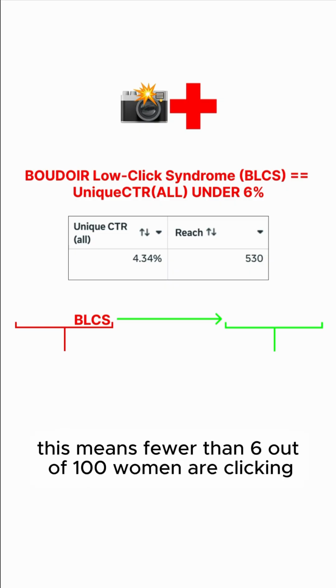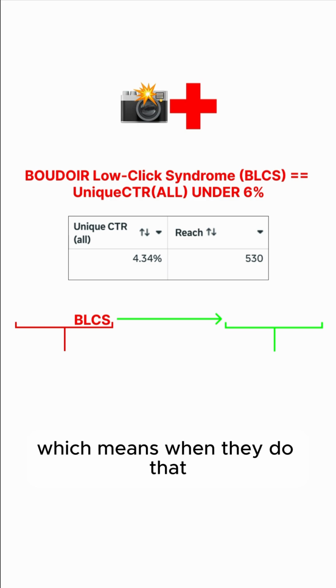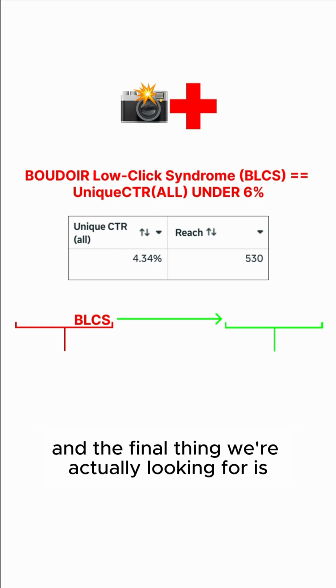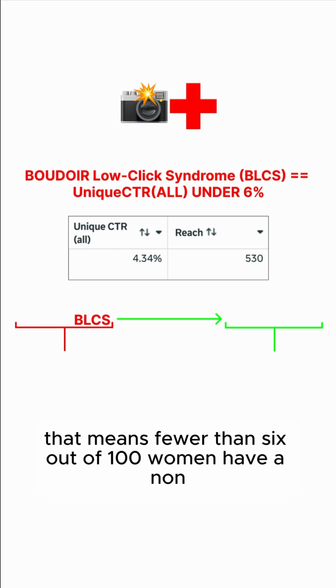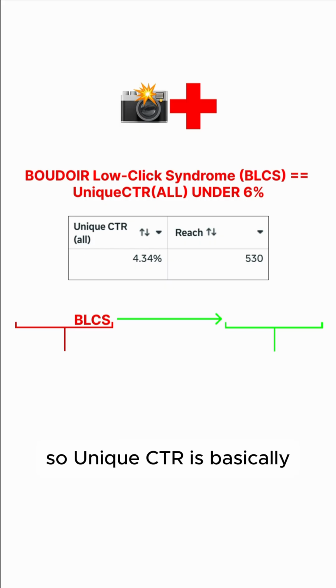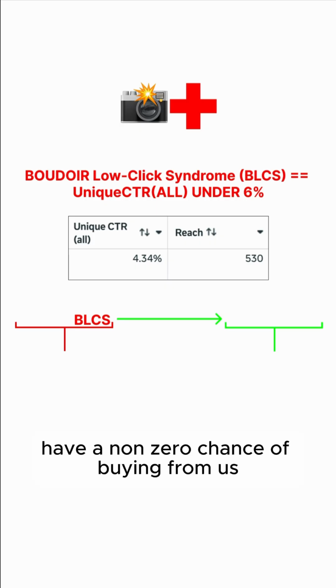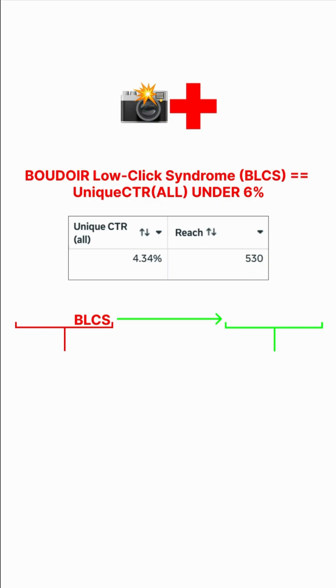Now, this means fewer than 6 out of 100 women are clicking somewhere on our Boudoir Facebook ad, which means our ad has actually entered the brain of fewer than 6 out of 100 women. And the final thing we're looking for is that fewer than 6 out of 100 women have a non-zero chance of buying from us. So unique CTR all is basically how many women out of 100 did we get to have a non-zero chance of buying from us. That's literally what it is.